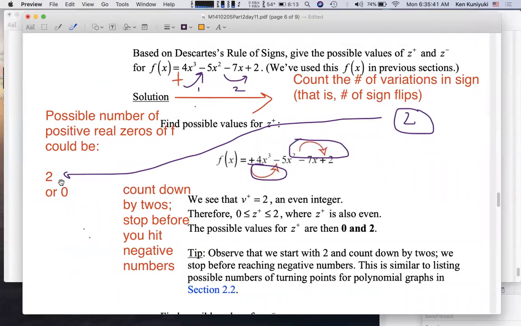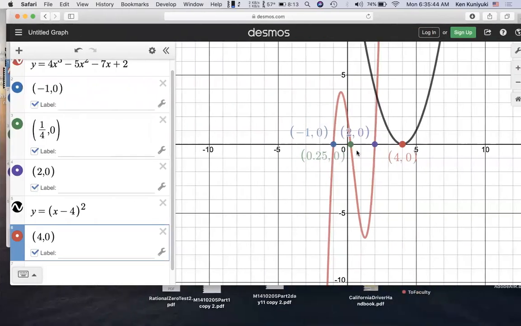When we say two positive real zeros, we could have two distinct positive real zeros, each with multiplicity 1, or we could have one positive real zero of multiplicity 2. One distinct positive real zero of multiplicity 2.